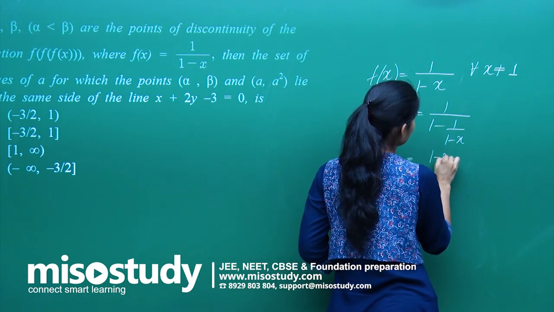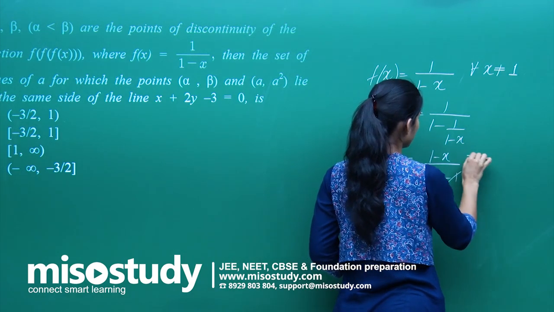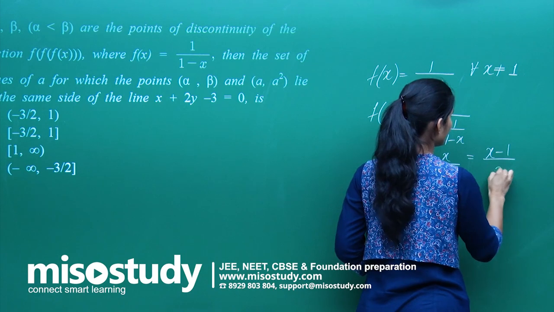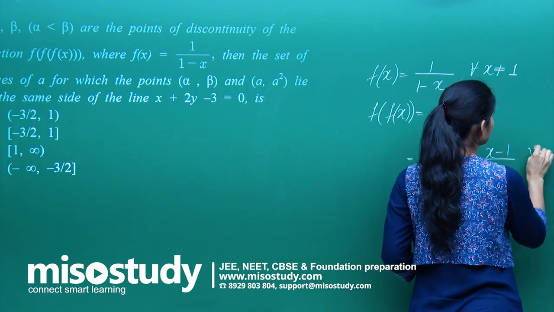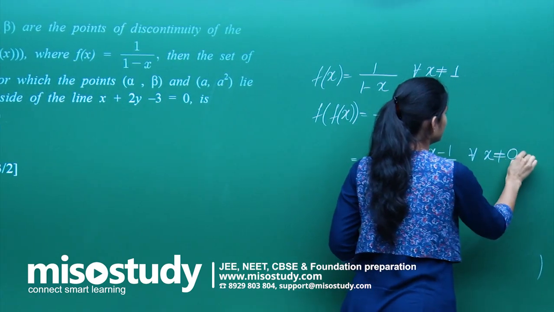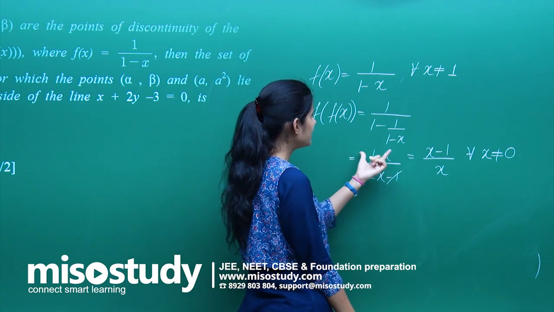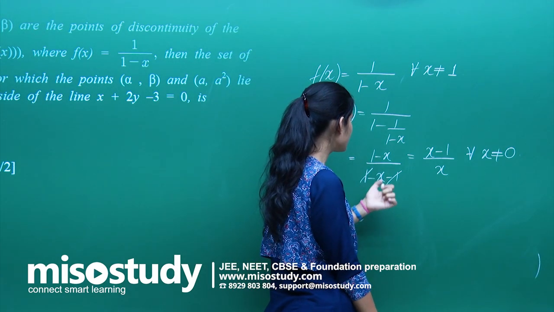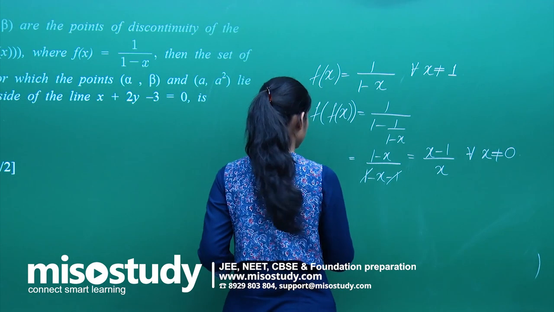This is equal to what? 1 minus x whole upon 1 minus x minus 1. So this happens to be x minus 1 upon x. Right? And then this is not defined for x equals 0 in the denominator. Right? This is 1 minus x upon 1 minus x minus 1. So this is 1 minus x upon minus x or x minus 1 upon x.